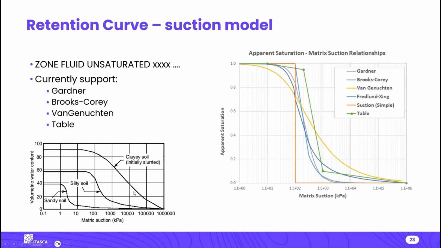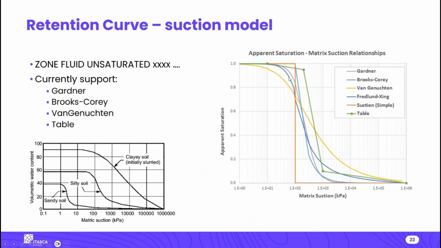It desaturates slowly. Whereas if you have something that's a sand with maybe bigger pore space, you can't necessarily support that much suction, and it desaturates quite quickly. So you can represent these different types of curves by using these different models, or you can define your own by just specifying a table. We don't actually have the Fredlund-Xing model built in here. This was just done by specifying a table of points to get the sort of behavior that you want.